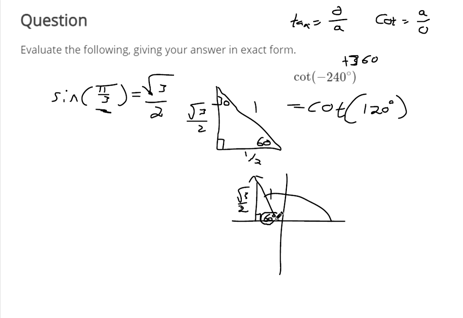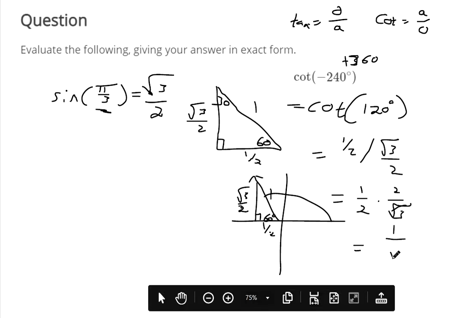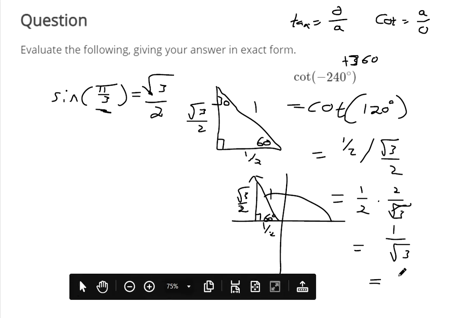So the adjacent of our reference angle is 1/2. It's not the opposite, it's not the hypotenuse. The adjacent is 1/2. And then the opposite is square root of 3 over 2. So to finish evaluating that, you've got to flip and multiply the second fraction. So the 2's cross cancel. You've got 1 over the square root of 3, which is the same thing as the square root of 3 over 3, because if you multiply the top and the bottom by square root of 3, the denominator becomes just regular 3. So that's exact form for the answer.